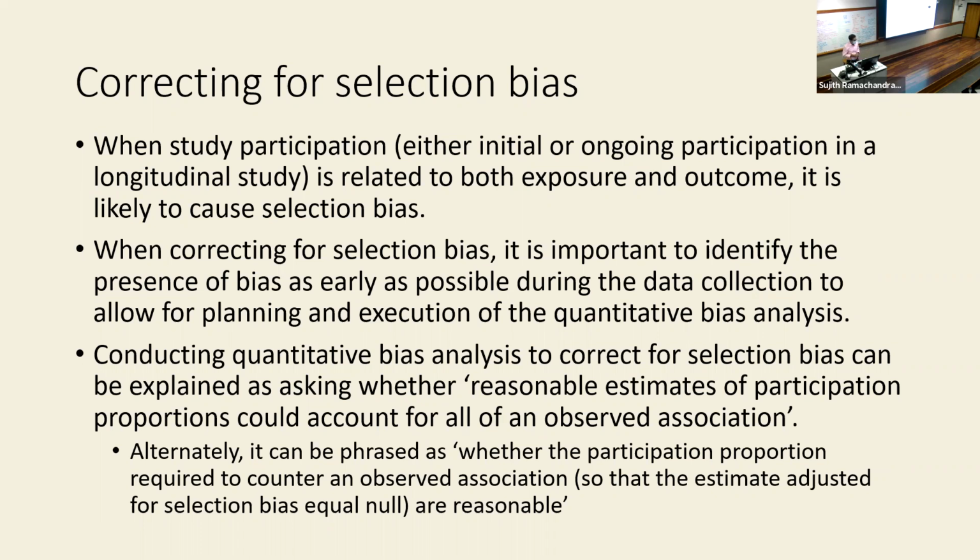Another way to phrase that same thing is that quantitative bias analysis is asking whether the participation proportions required to counter an observed association are reasonable. So you identify the participation proportion you need to basically nullify the association that you found. And then you ask yourself, is that participation proportion a reasonable guess to make based on what I know about the subject area, this population, and the study topic? And if it is reasonable, maybe you don't have an association.